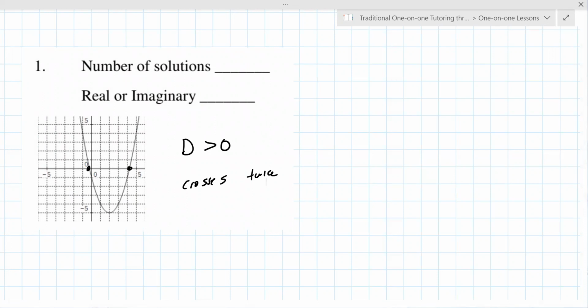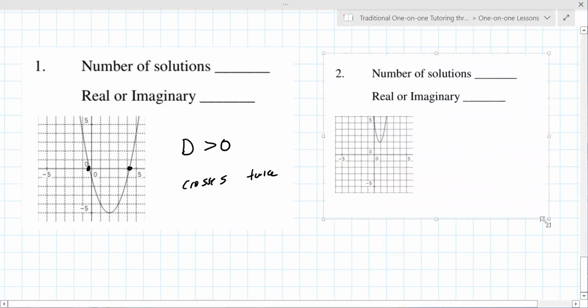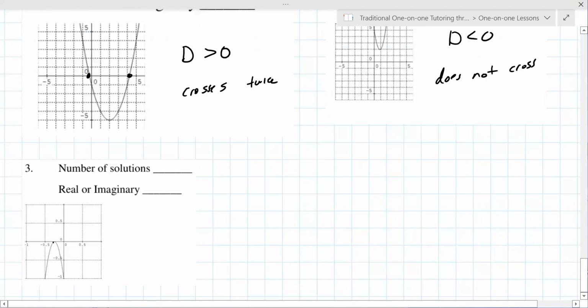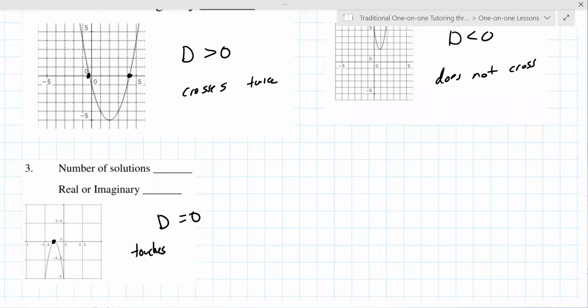And then similarly, question 2, this has a discriminant that is less than 0. Okay, because it does not cross. It has 2 complex roots. And I know we've already answered these, but it's all related. It's all consistent with one another. And then the next thing here is, see how it touches? So that's your discriminant equal to 0. All right, and that's all I'll say about that.